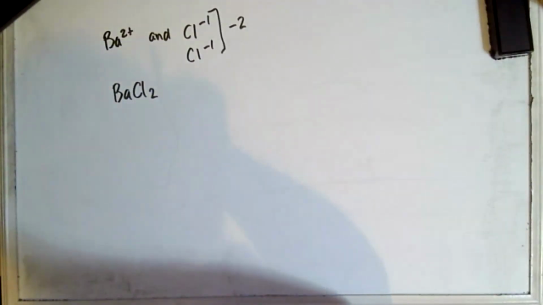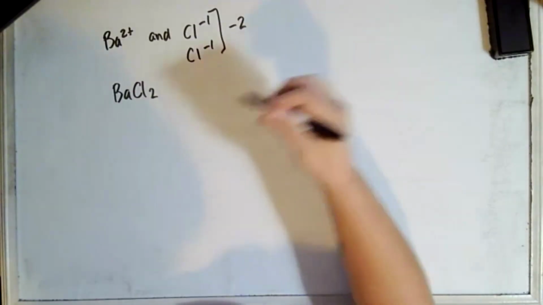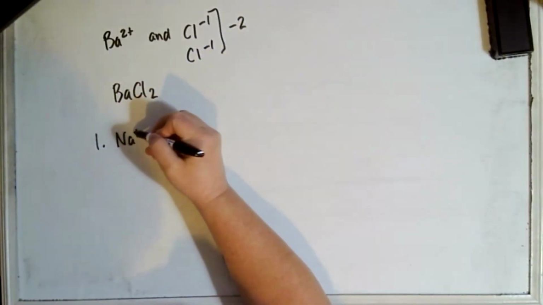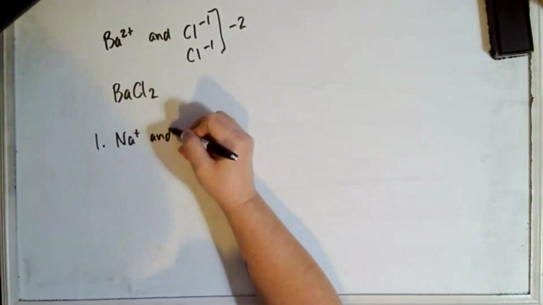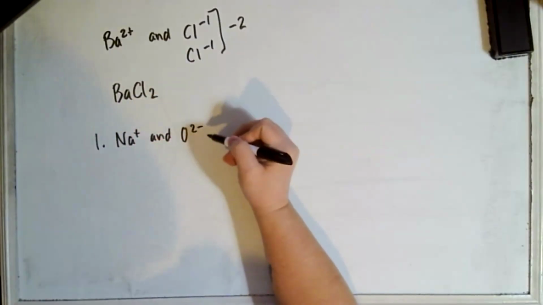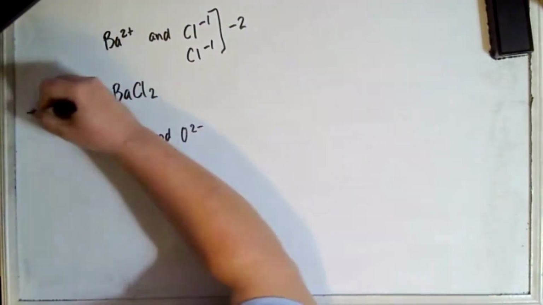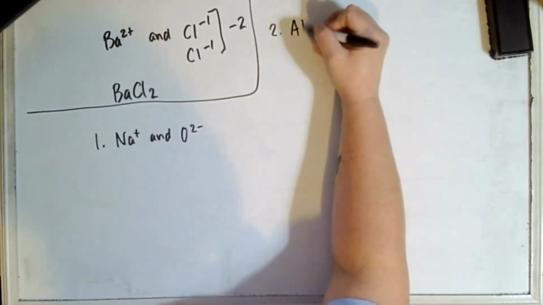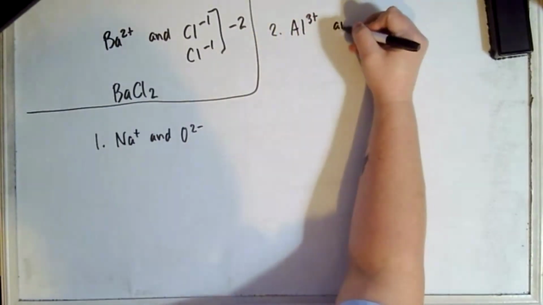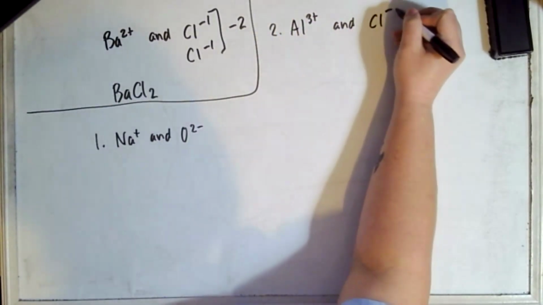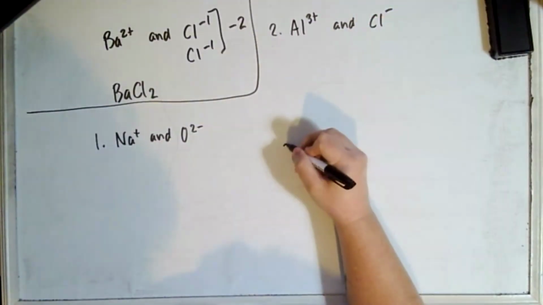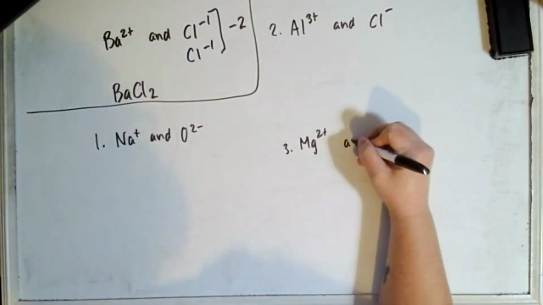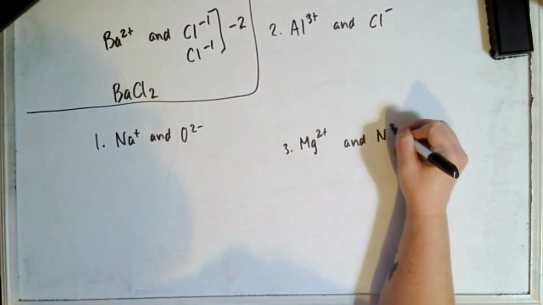For the next learning check, they give us a few more to look at. They give us the sodium ion and the oxide ion. They give us the aluminum ion and the chloride ion. And they give us the magnesium ion and the nitride ion.